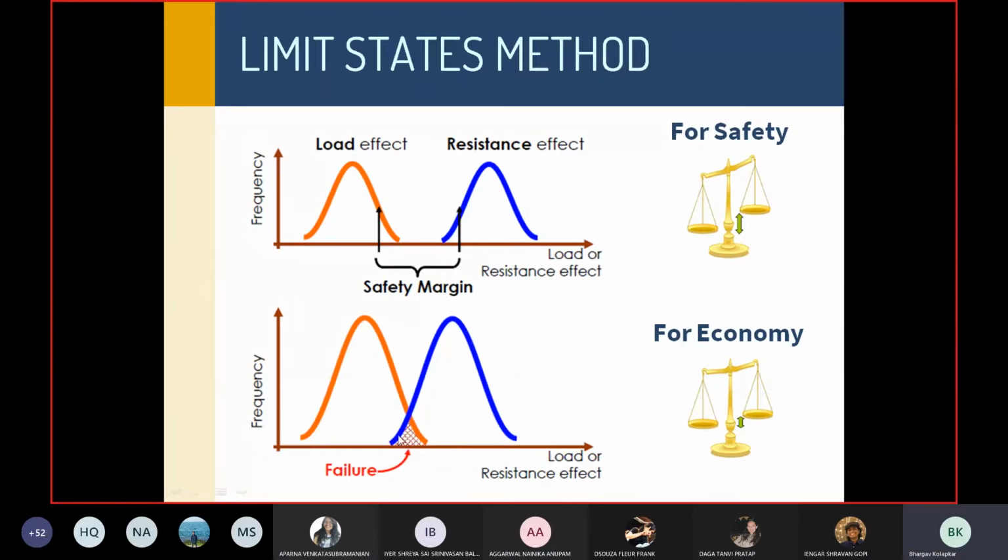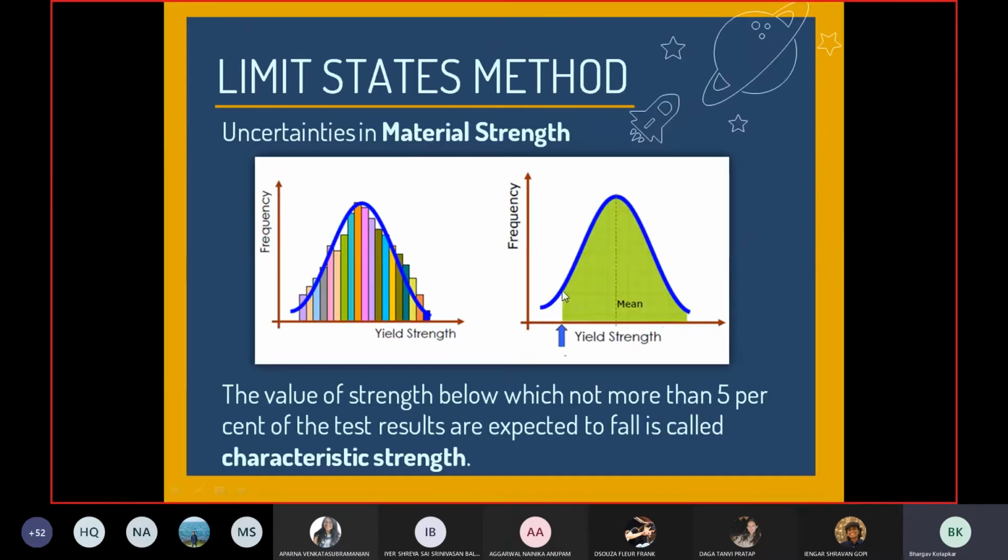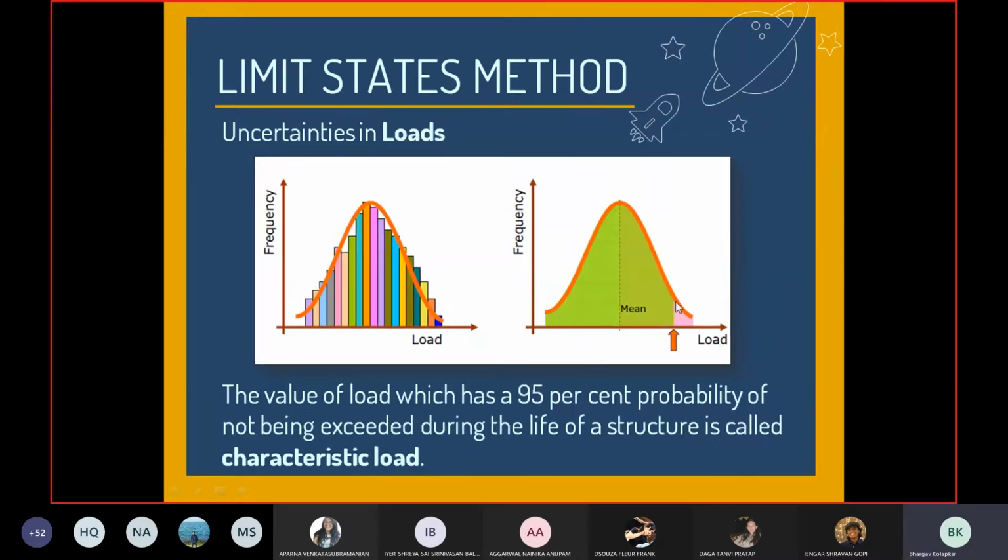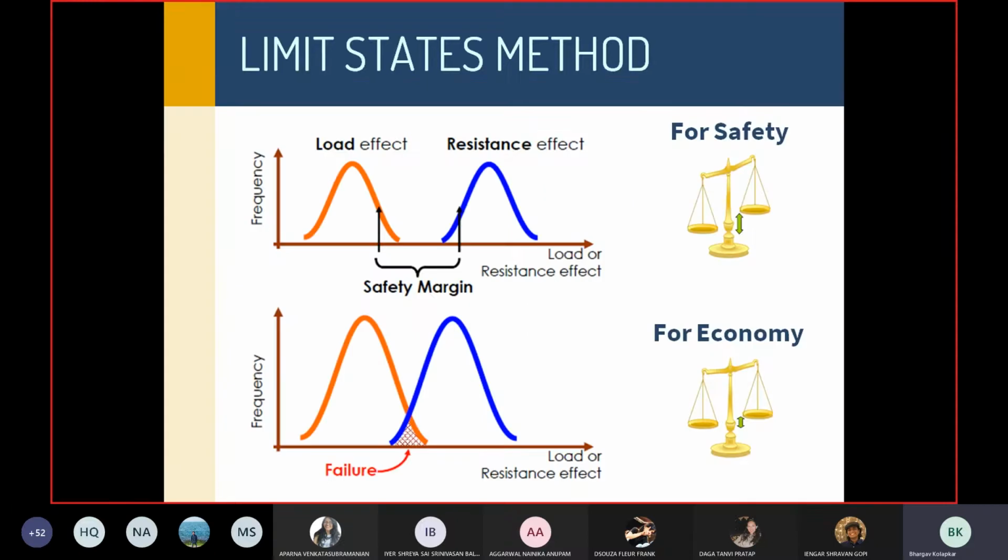If you look at the curve shown below, that is where we say this is the possibility of failure when the two graphs overlap. That is when your strength is in the 5 percentile category and your load is greater than the characteristic load. So it is a very rare case when the material is not performing well and the loads are also extremely high. Only in that case will the structure fail. And that is the probability of failure that we are talking about.